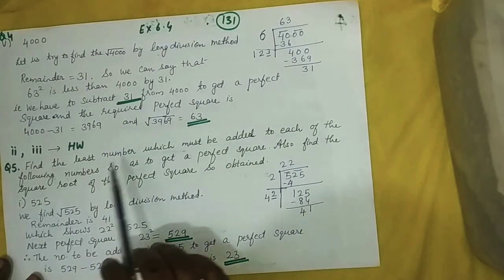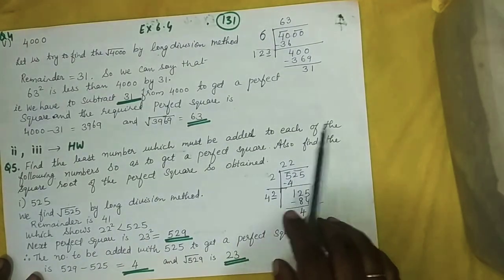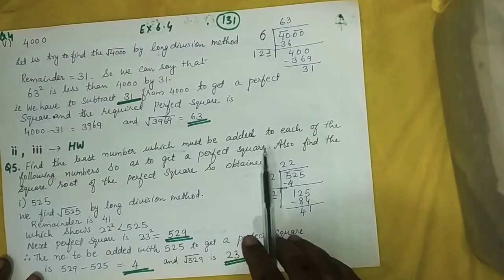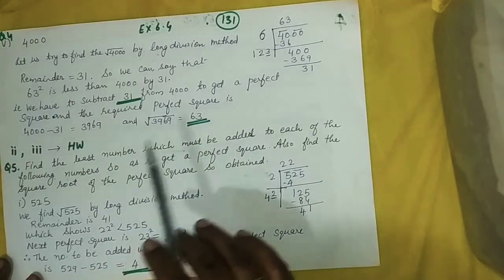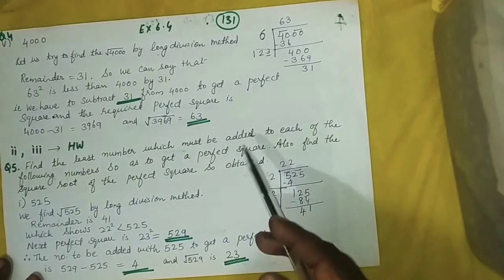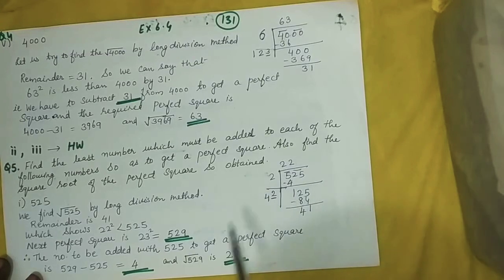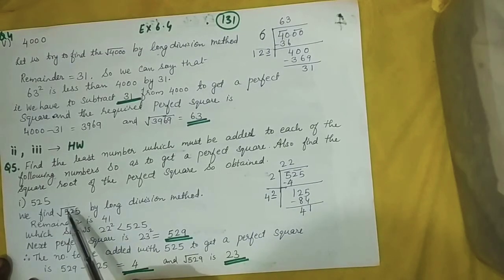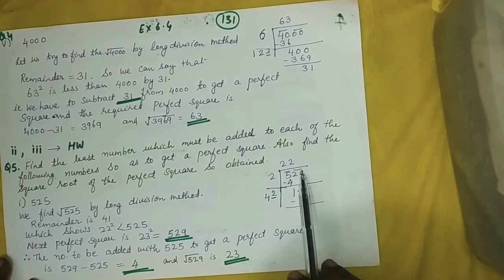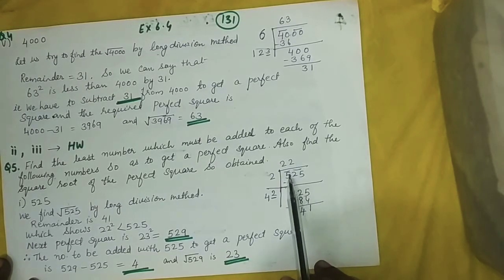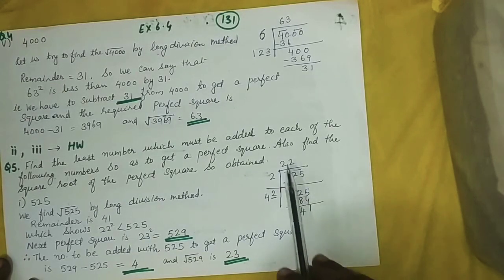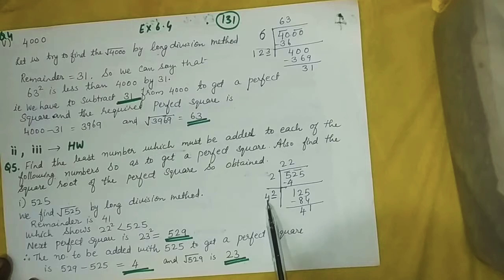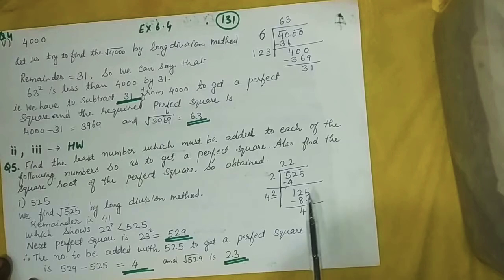Question number 5. Find the least number which must be added to each of the following numbers so as to get a perfect square. Also find the square root of the perfect square so obtained. In the previous question, it was which number to be subtracted. Now which number to be added. Here also we take the square root of the number. 525. 5 first. 2 2s are 4. Remainder 1. Then 25 we write fully. Double of 2 is 4. On the right side of 4 we can write one digit. It should be less than 125.